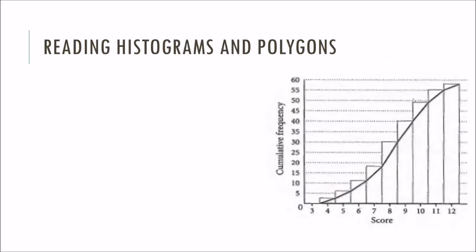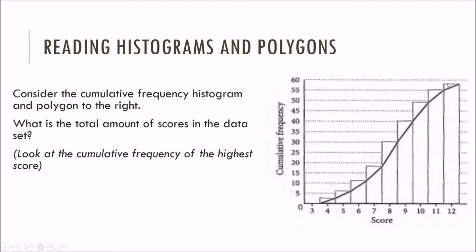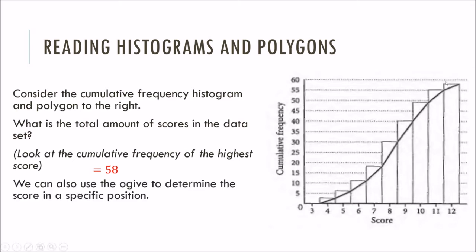So reading a histogram and a polygon. So consider this cumulative frequency histogram. What is the total amount of scores in this data set? So to work that out, remember, this is cumulative frequency. So what it's saying is we've added our frequencies together. So the top of our very last column is going to tell us how many scores we had in total. So for this one here, it's roughly around 58.